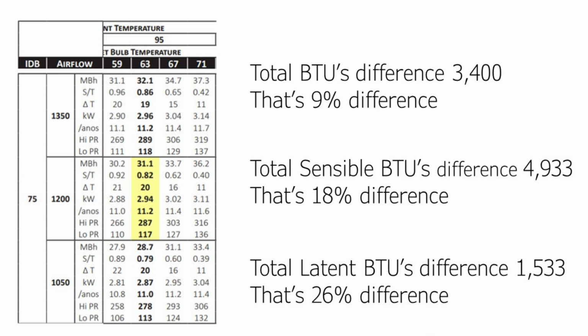our sensible load. Not only do we need the proper external static pressure on our modulating blowers, we need to know the external static pressure in order to set the proper airflow on most equipment. And you'll see here just that small change of airflow in the total BTUs is 9% difference. Sensible BTUs can be 18% or latent 26% different in our readings.